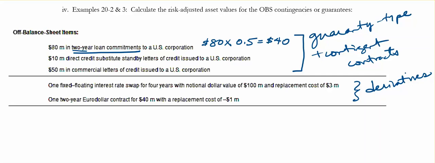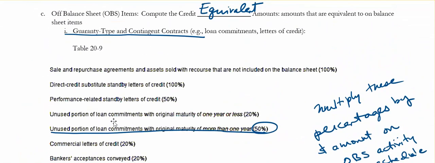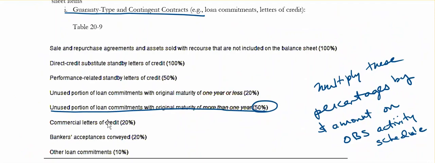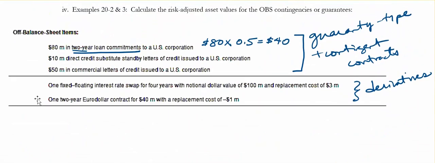The next item is 10 million direct credit substitute standby letters of credit issued to U.S. corporation. So let's look up standby letters of credit. We're going to go back to the table for these types of contracts, and we see here standby letter of credit 100%. Again, these terms were discussed in the off-balance sheet activities lecture.